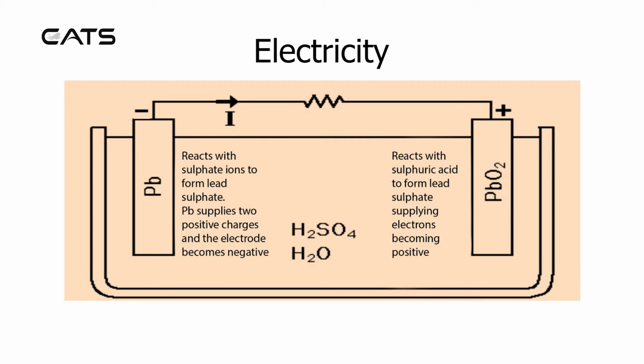Lead reacts with sulfate ions to form lead sulfate. Lead supplies 2 positive charges and the electrode becomes negative. Lead dioxide reacts with sulfuric acid to form lead sulfate, supplying electrons, becoming positive.